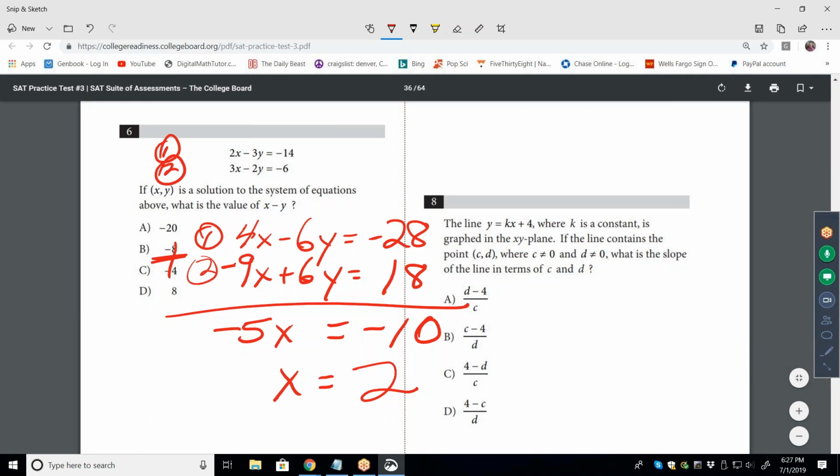Which one has the smallest numbers? That's the one we're going to use then. So it's 3 times 2, because we know what x is, it's 2, minus 2y equals minus 6. Now, tell me how to solve that.